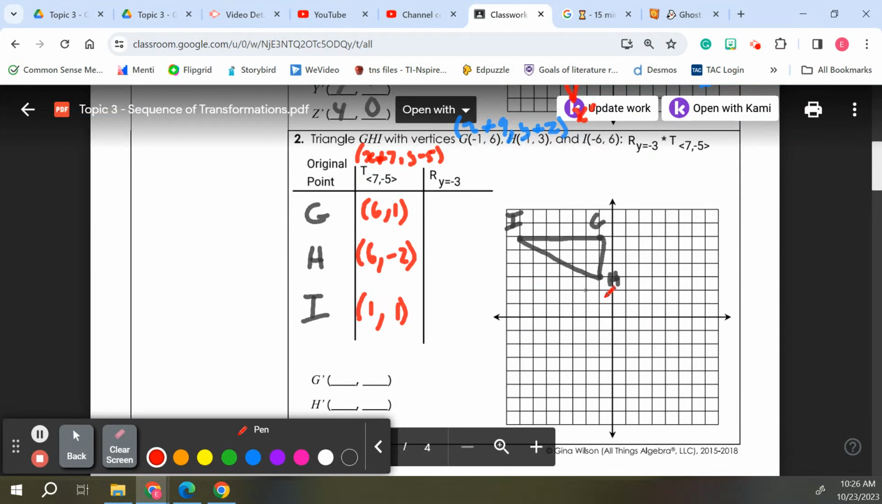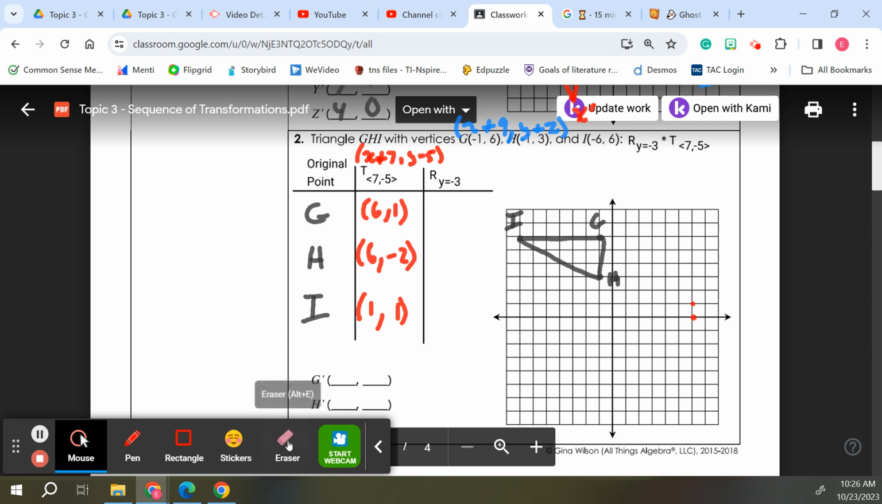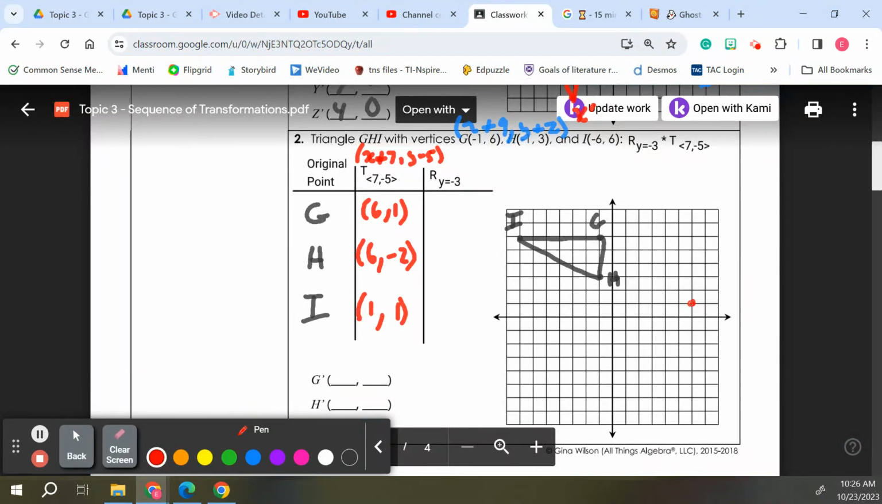And now I'm going to plot these points. 6, up 1. There we go. So here's my first transformation. So that's G prime. Here's my H prime. And then here is my I prime.